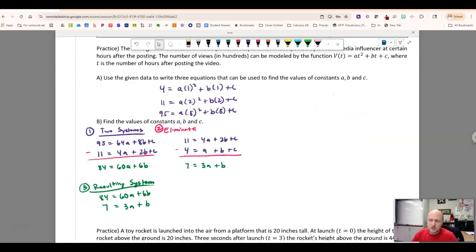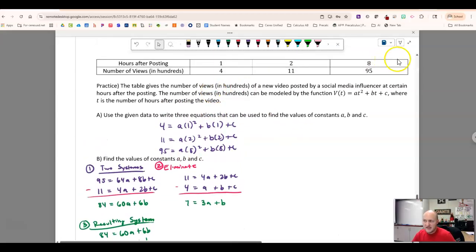Hey there, I just wanted to check in with you. Here's what your three equations should have looked like by plugging the given data into the function v of t, where we're talking about the number of views of a social media post after a certain amount of hours. And so here's your system. You just have to plug in your output and your input.